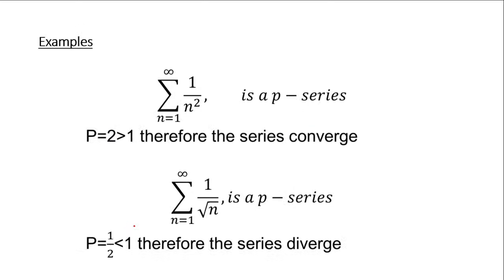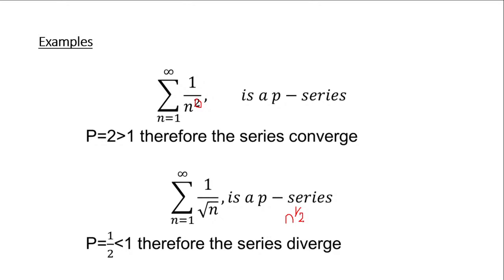Let's take an example. What I told you about the P-series is that it's very simple. Here p is 2. You can just look at it and say that this function will converge, because p is 2, and if p is greater than 1, it converges. Now with this question, it will diverge, because this will be n exponent 1 over 2, and as you know, half is less than 1. Therefore, if p is less than 1, it will diverge. As simple as that.